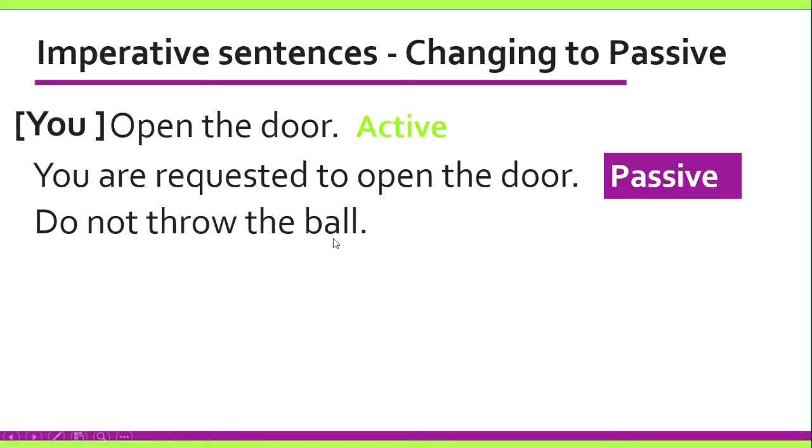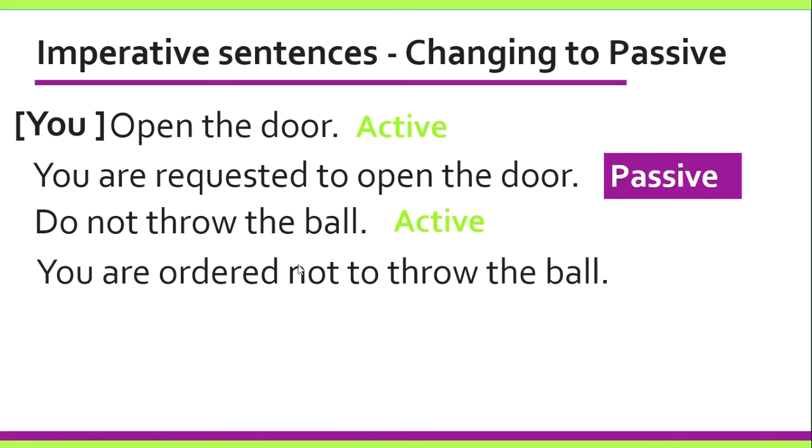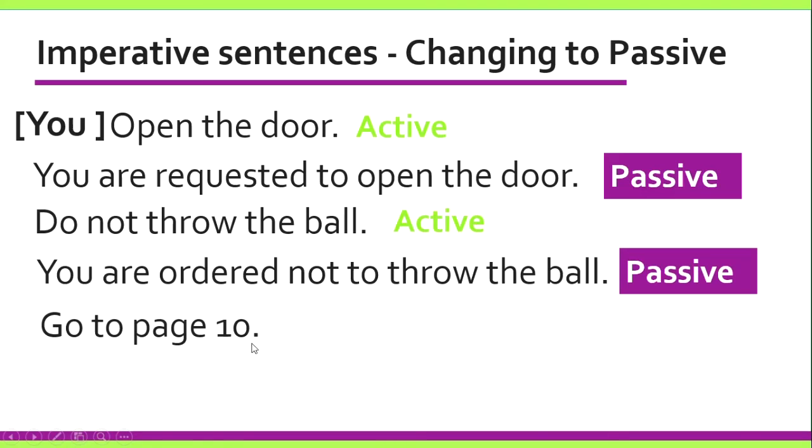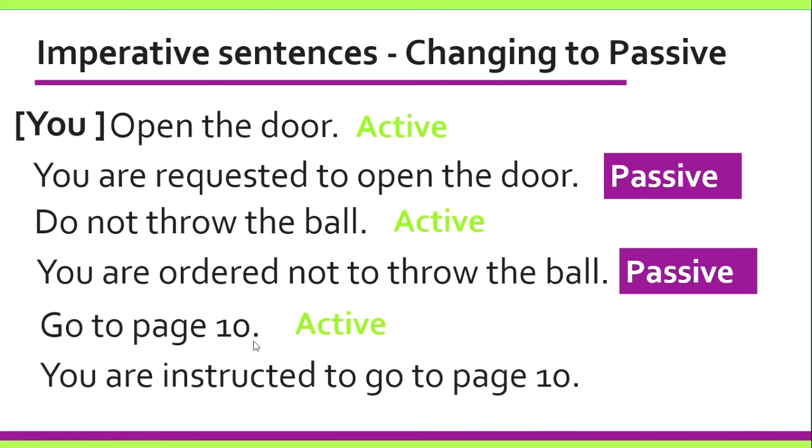Do not throw the ball. This is an active voice. And how do we change it? You are ordered not to throw the ball. So this is a passive voice. Next, go to page 10. Another sentence in active voice. And how do we change it to passive? You are instructed to go to page 10.